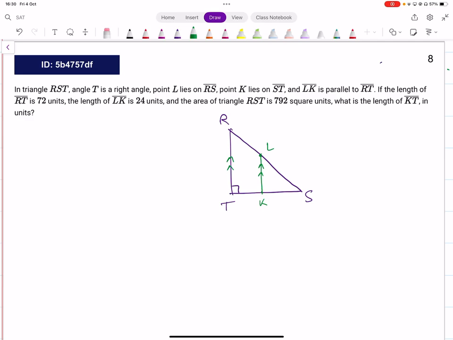If the length of RT is 72 units, this is 72, and the length of LK is 24 units, and the area of the triangle RST is 792. What's the length of KT? Length of KT, that's this length, in units. Okay. What's the length of KT?